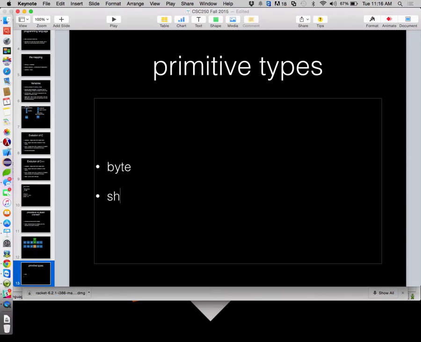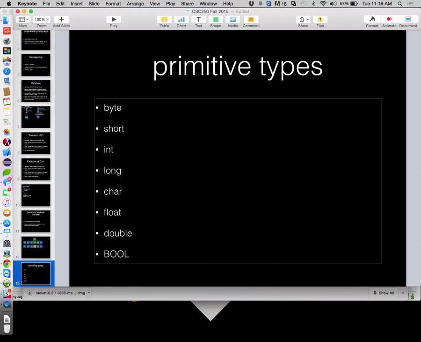So we had byte, short, int, long, char, float, double, and boolean. Remember these guys from last year? These are all the primitive types that are built into the Java programming language. If you want to make these the primitive types built into the C programming language, it's that. C++, it's that. C#, it's that.